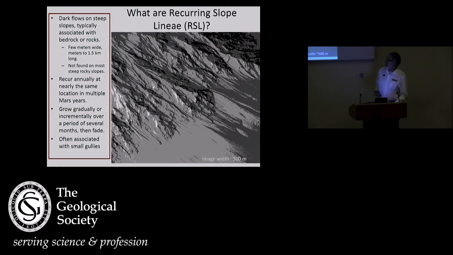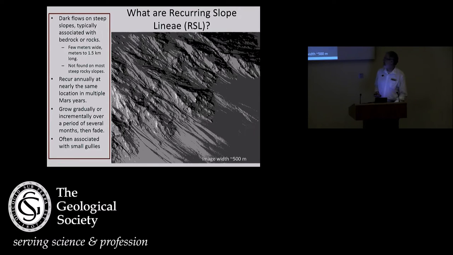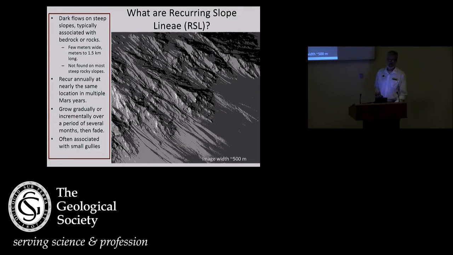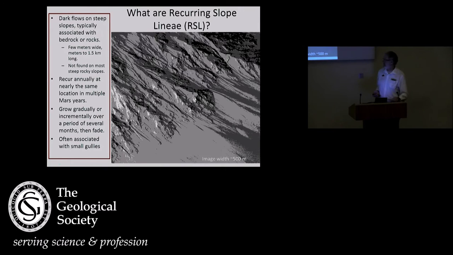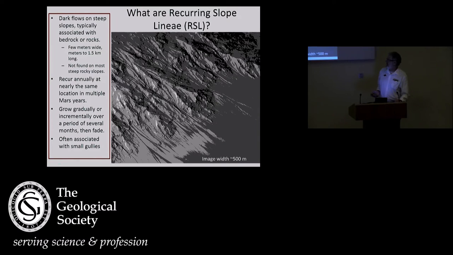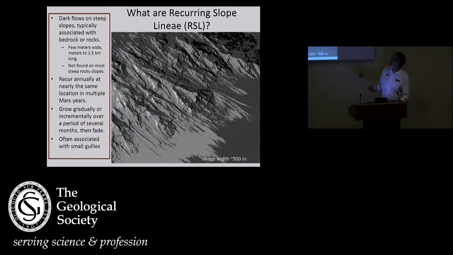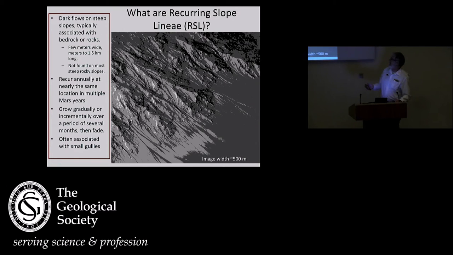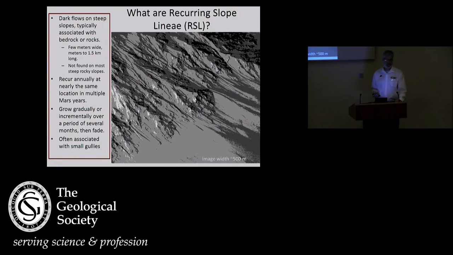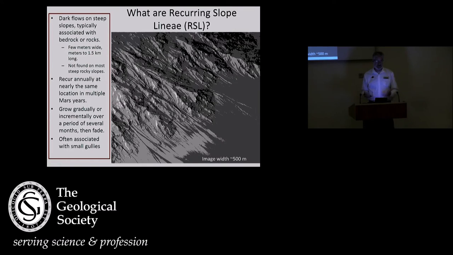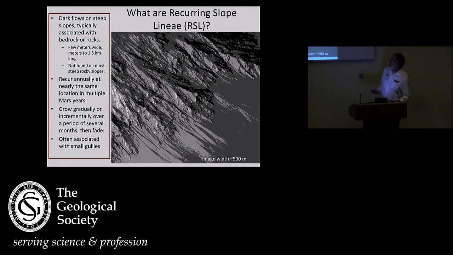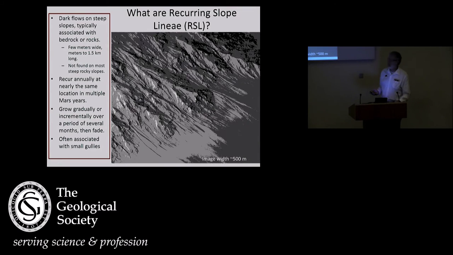They recur annually at nearly the same location in multiple Mars years. They grow gradually or incrementally over a period of several months, then they fade over a fairly rapid period of weeks to months. And they're often associated with small gullies, and I think these are really distinct gullies in this particular case here. These are up to about 0.5 kilometer long, so these are not really small gullies. They're substantial features. And this is in Juventae Chasm, again, equatorial.